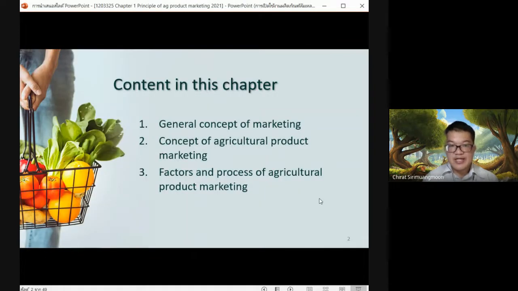The content that I'm going to teach you combines 3 main key topics. The first one is the general concept of marketing, where I'm going to teach you what a market is, and the definition of market and marketing. Then the concept of agricultural products marketing, where we will go deeper into the concept specifically for agricultural products. And finally, the third key issue is the factors and process of agricultural products marketing. But for this chapter, we focus mainly on the key factors in number 2.